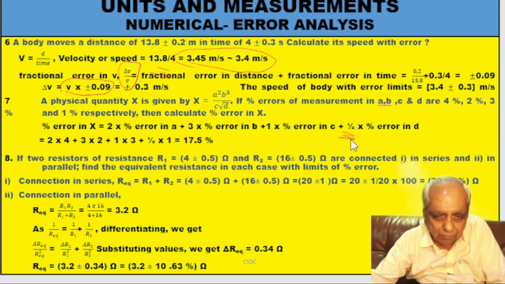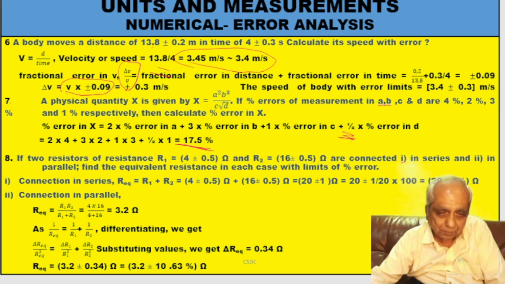So this number will come half. So half multiplied by percentage error in D. Data has been given. Substitute the values, and you will get this answer. Now see the contribution of all. We get the percentage error in X as 17.5%.